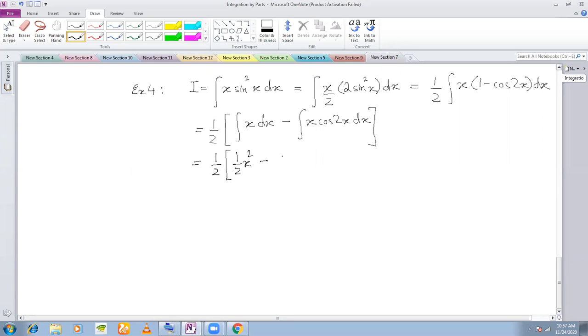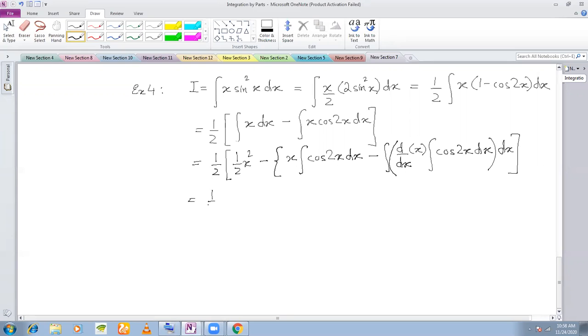by parts, which is a product of an algebraic function and a trigonometric function. So which one should I take as my first function? I will take the algebraic function as my first function, as my u, integral v dx, minus integral of the derivative of x into the integral of cos 2x dx, and the whole thing, this also is within dx.